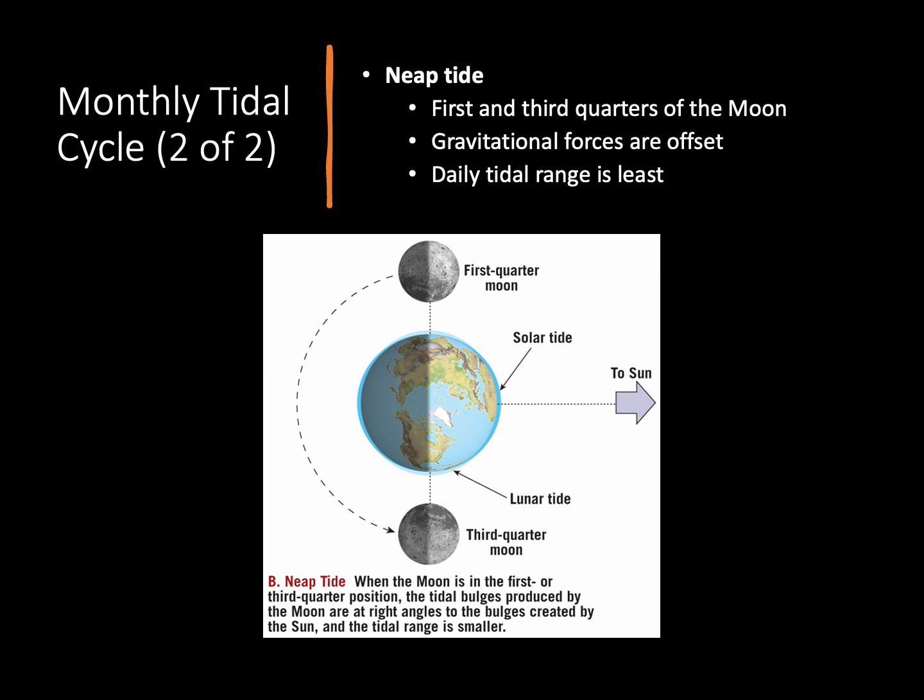So this is going to offset the gravitational forces coming from the moon and the sun, and it's going to decrease our daily tidal range. So this is going to be a lower high tide and a higher low tide. Instead of having a normal 2-foot difference between high and low tide, during our neap tides, it might only be a 1-foot difference between high and low tides.